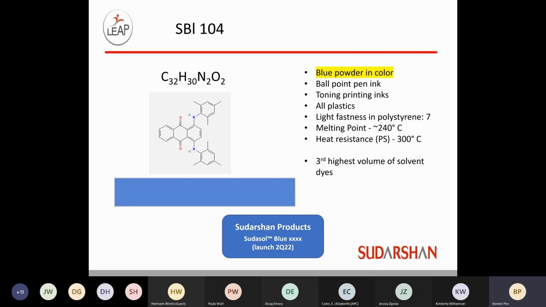Third in line in terms of volume is the solvent blue 104. It is blue in color, has a variety of uses besides plastics: ballpoint pen ink, toning printing inks, as well as plastics. It has good light fastness with a rating of 7, as well as good heat resistance. And our Sudarshan Sudasol product will be launched in the second quarter of this year. So we look forward to that.